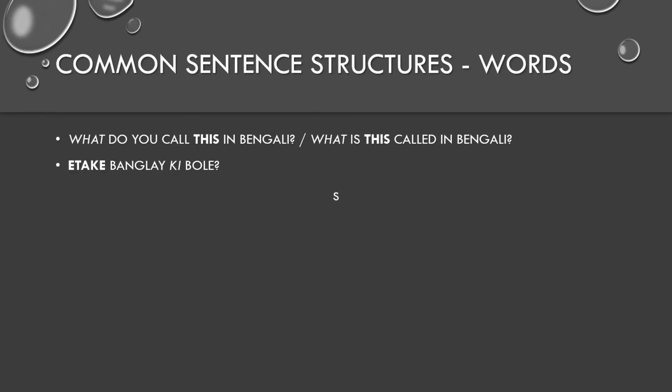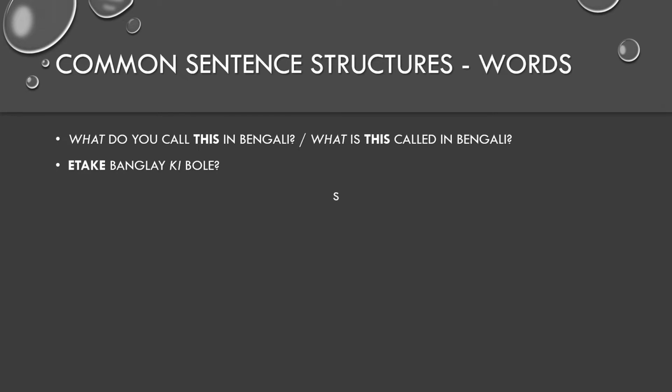Now bringing those together, we have the common sentence structures which go like this. So the question was, what do you call this in Bengali? The Bengali sentence structure becomes এটাকে বাংলায় কি বলে?